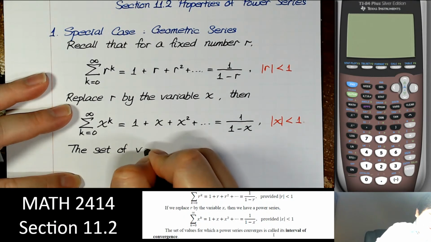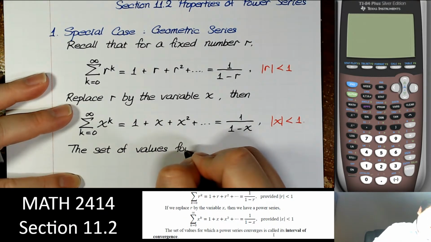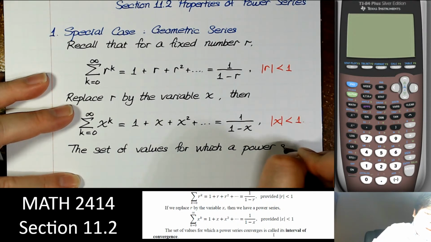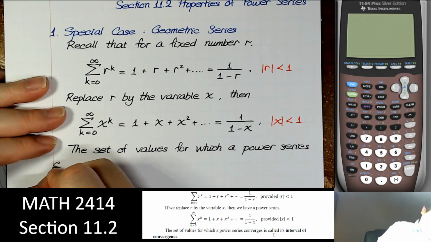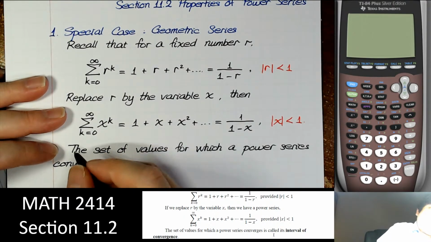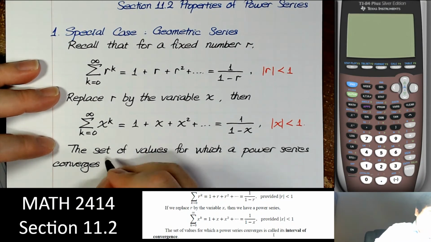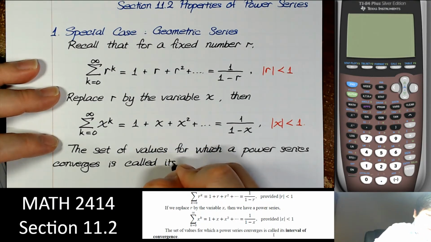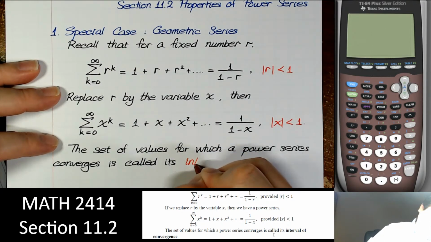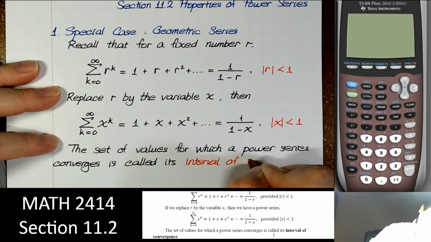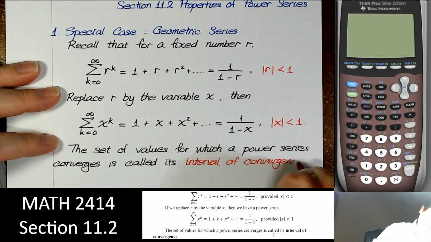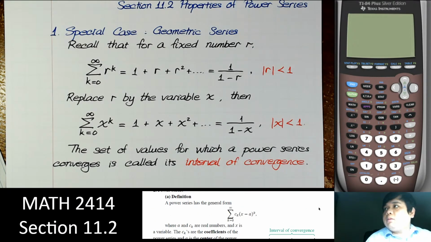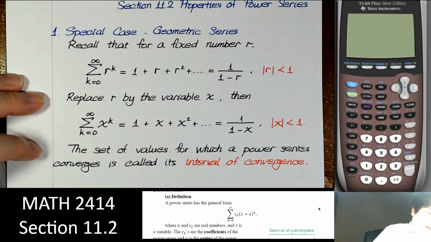The set of values for which a power series converges is called the interval of convergence. Right. Now we go to the power series.